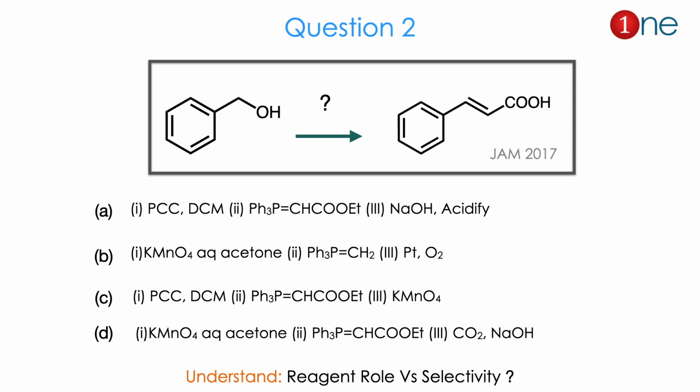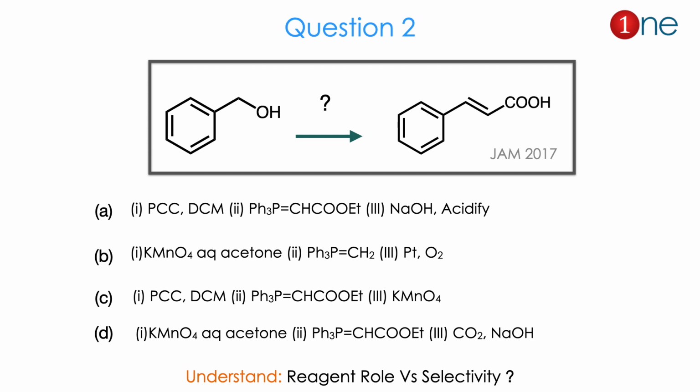Then question number 2. The starting material is benzyl alcohol, and you are converting it into cinnamic acid. They ask you to find the reagents here. The reagent possibilities are many, mostly oxidizing agents and phosphine and base. So which combination are you using? PCC and DCM, or permanganate in acetone, or the phosphorane with methyl, or phosphorane with acetate, or platinum oxygen oxidation.